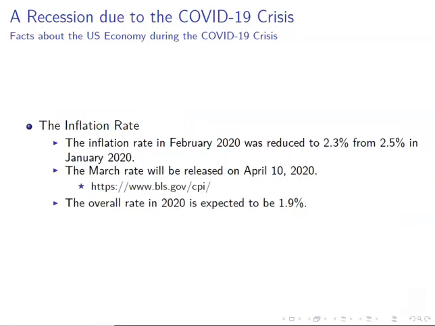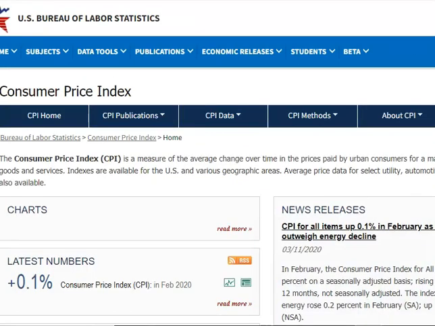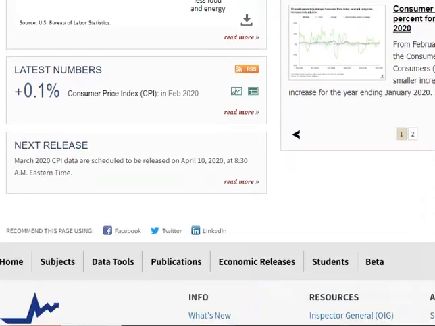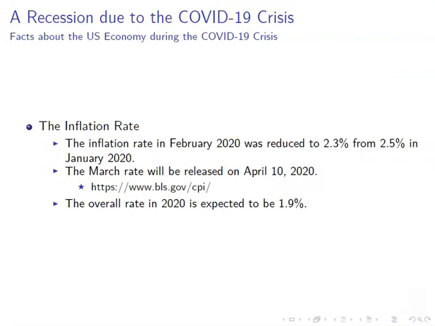All right, so the annual inflation rate in February 2020 was reduced to 2.3% from 2.5% in January 2020. The March rate will be released on April 10th, 2020. Let me hit this hyperlink to show you the website of the US CPI. Alright, so as you can see, the March 2020 CPI data are scheduled to be released on April 10th, 2020 at 8:30 a.m. And many economists predict that the overall rate in 2020 would be 1.9%, which is below the 2% target.